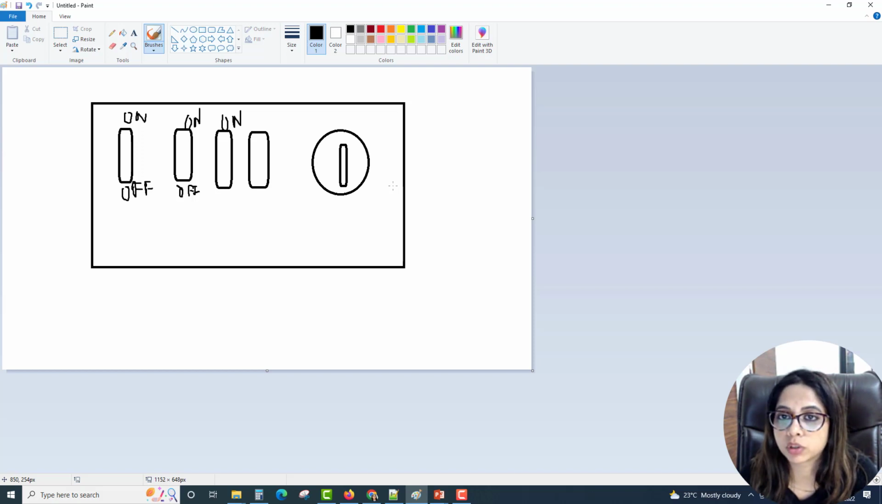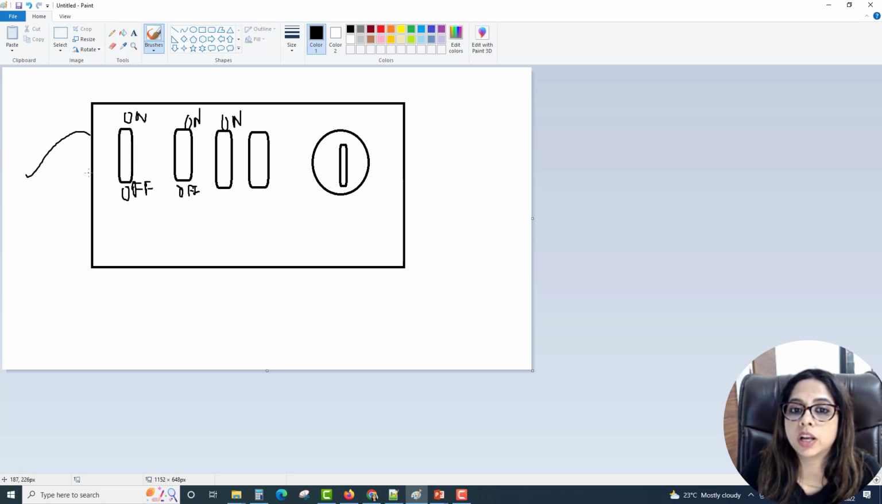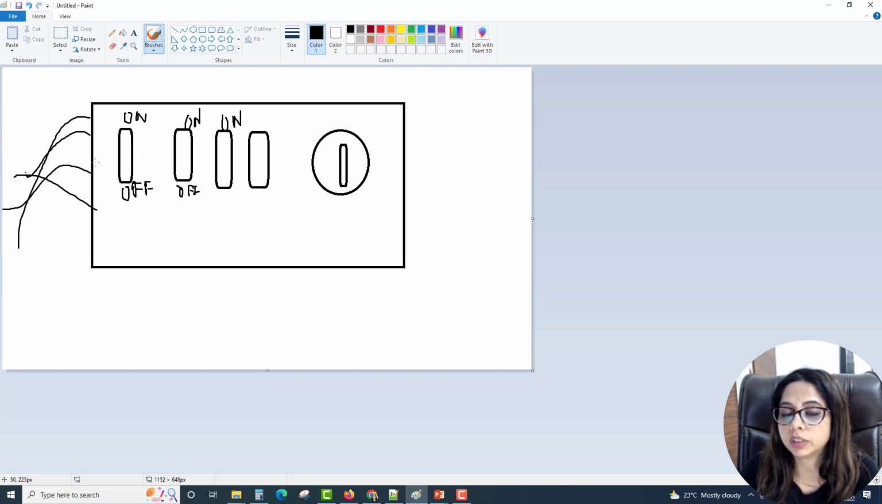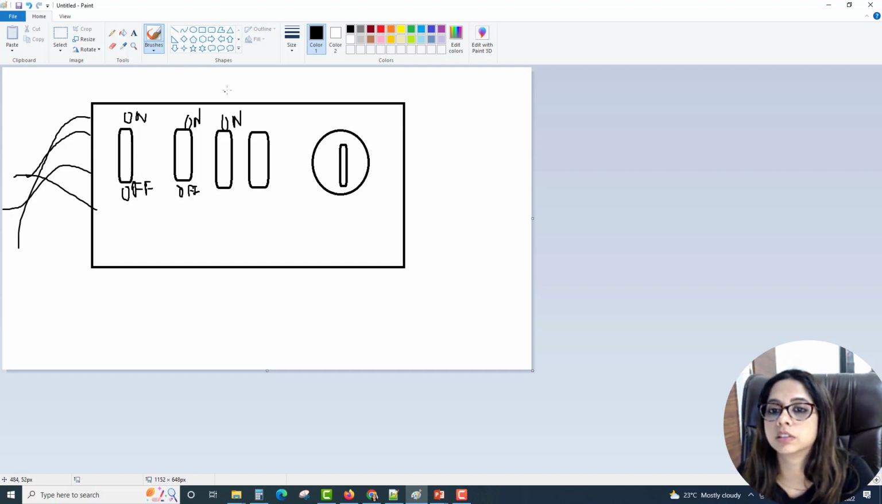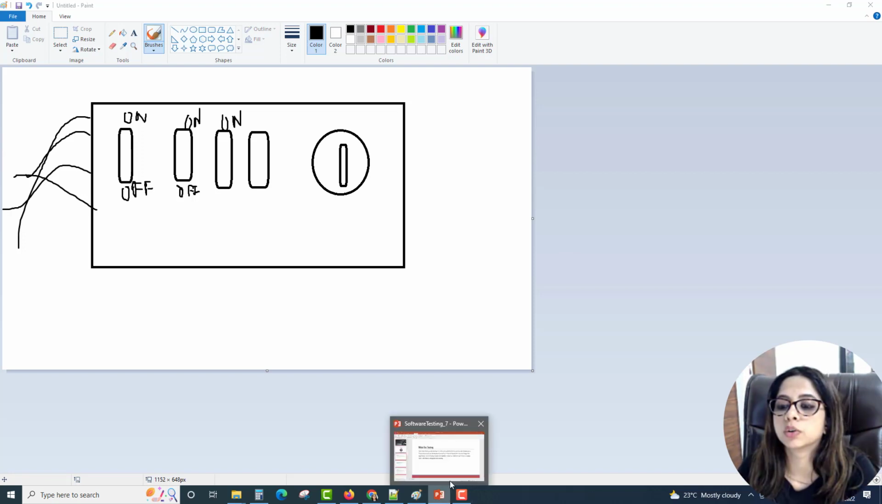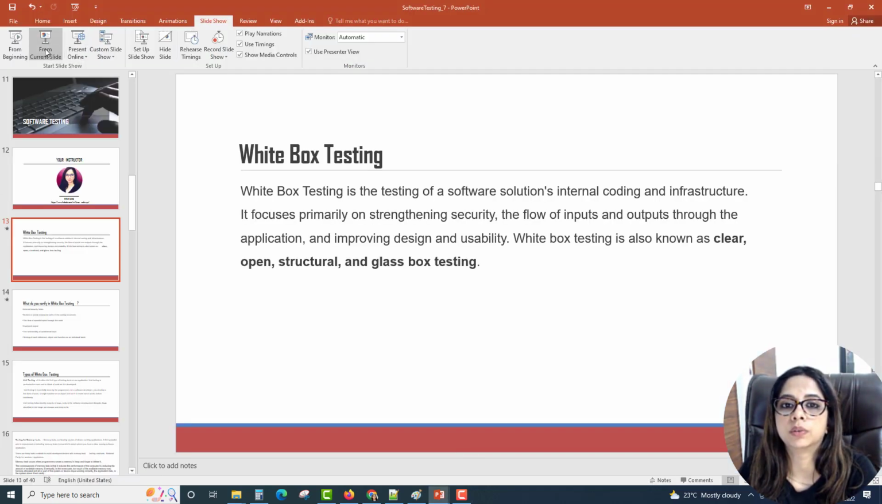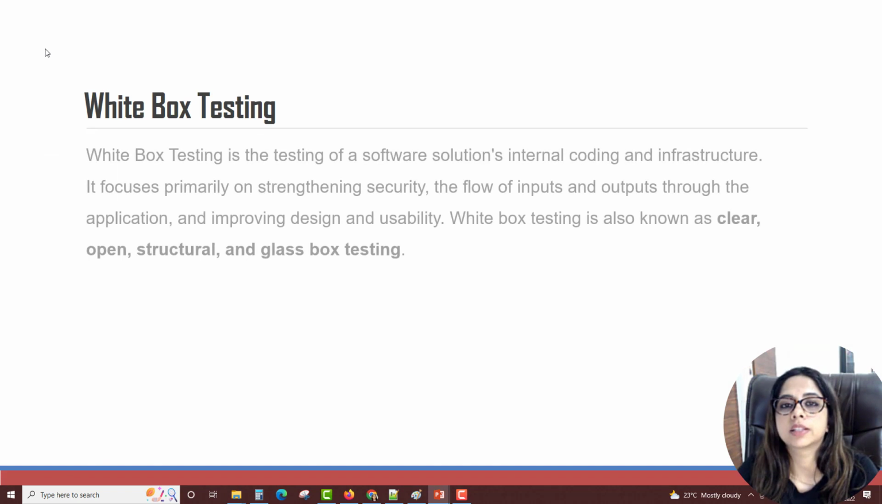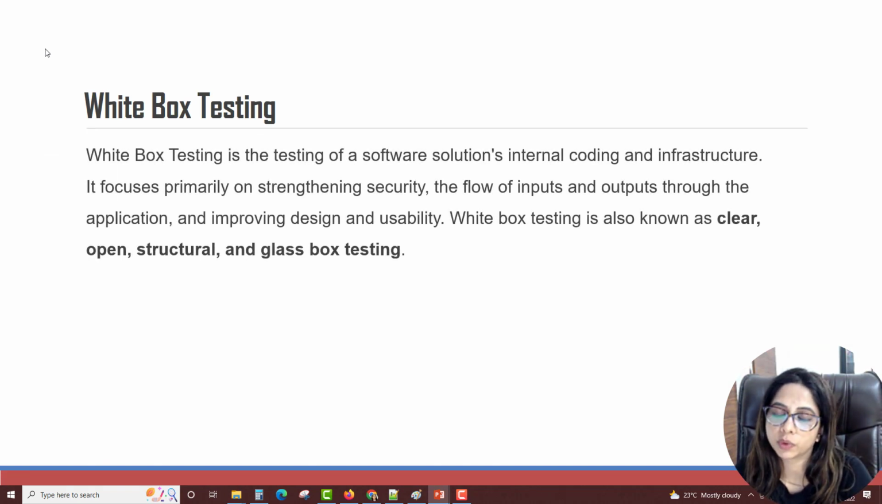So we are black box testers in this case, but the electrician, the guy who is well aware of the internal wiring of the switchboard and knows completely how the switch is functioning, is here the white box tester. So that's how you can remember the difference between white box testers and black box testers.